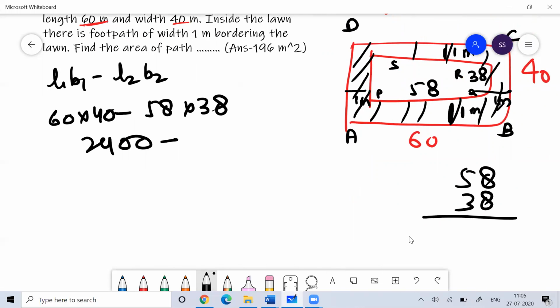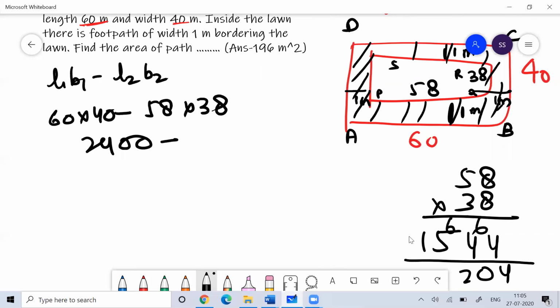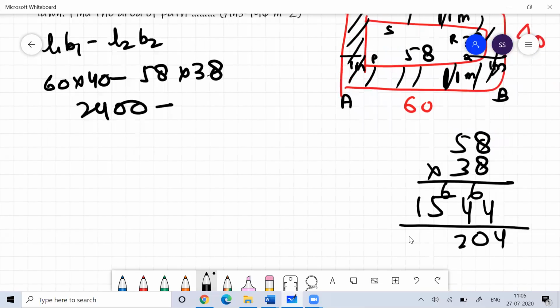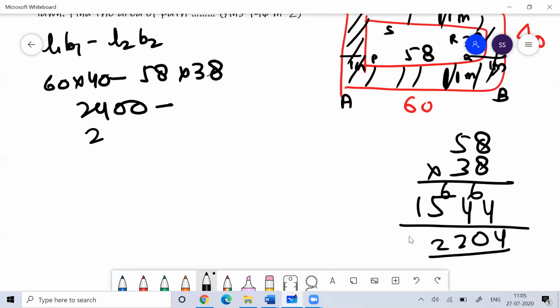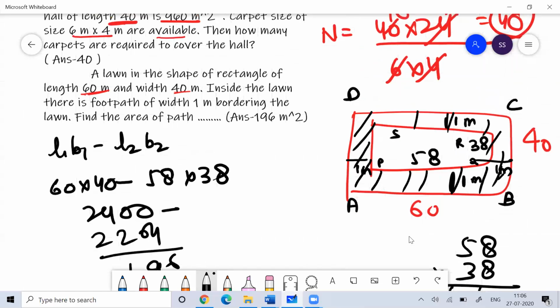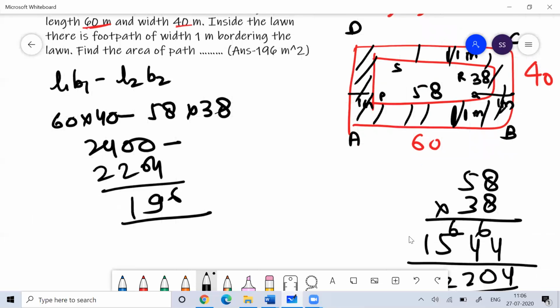58 into 38. 8 3s are 24. 8 5s are 40, 40 plus 2, 42. Then 3 8s are 24. Then 3 5s are 15, 15 plus 4 is 19. So this is 2204. So 2400 minus 2204 is 196. So the area of footpath would be 196. Simple calculation. Fine.